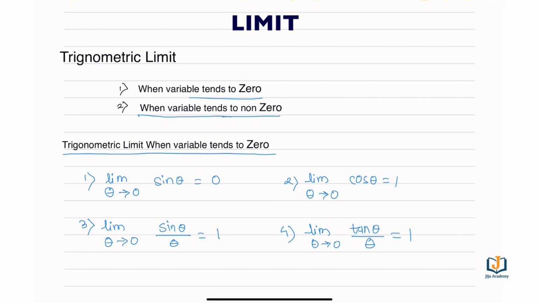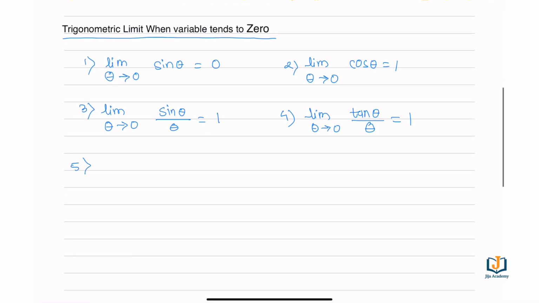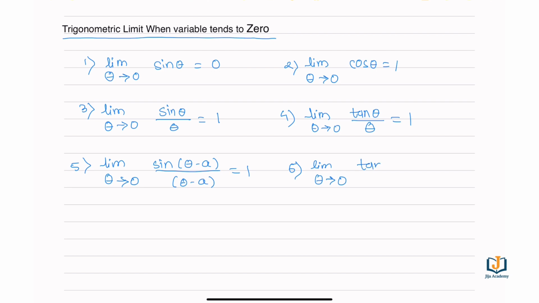Now fifth formula is limit theta tends to 0 sin(theta minus a) divided by (theta minus a) is equal to 1. And similarly, limit theta tends to 0 tan(theta minus a) divided by (theta minus a) is equal to 1. Using these 6 formulas, we are solving some problems.